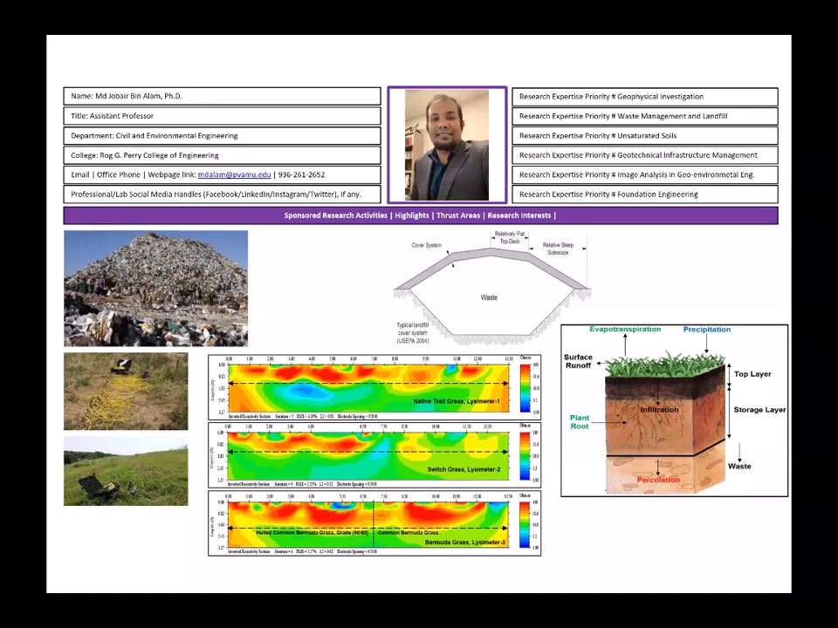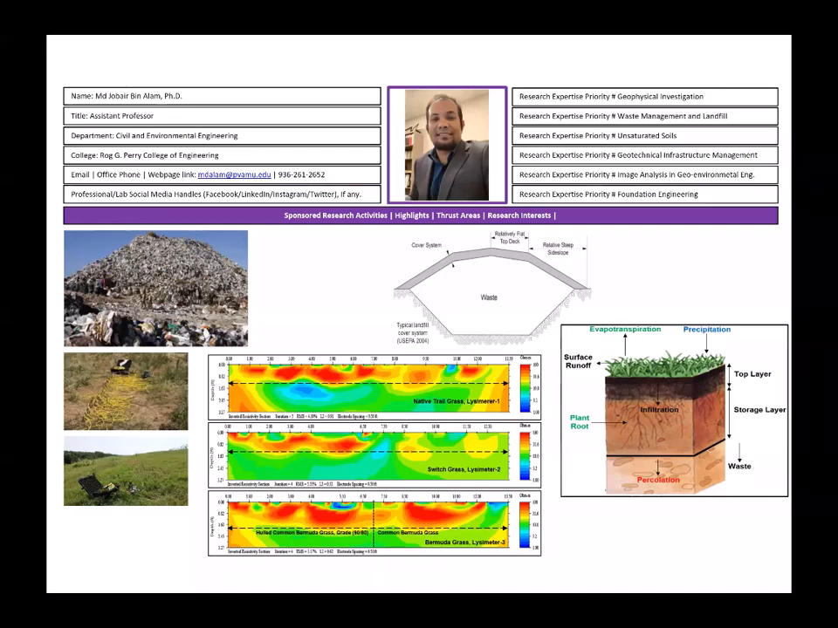One of the most promising methods is the water balance cover system, or evapotranspiration cover system. This works with a natural process: when it rains, the rainwater is accepted by the cover soil and converted into four components. One is surface runoff, one is soil water storage, that is, whatever water infiltrates through the cover is stored in the soil, and some part of the water percolates through the soil.